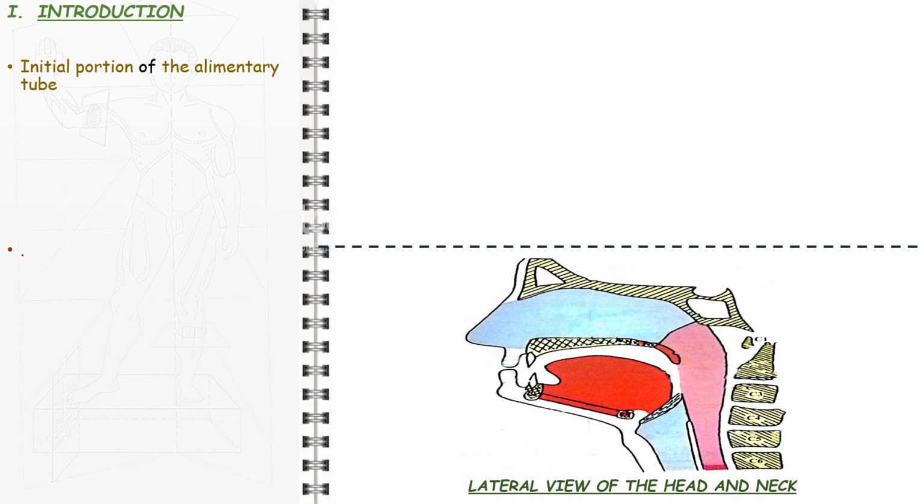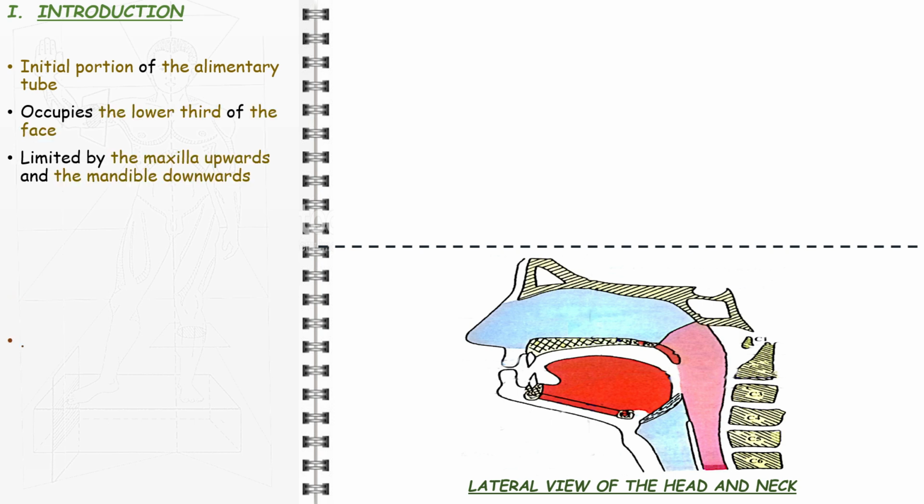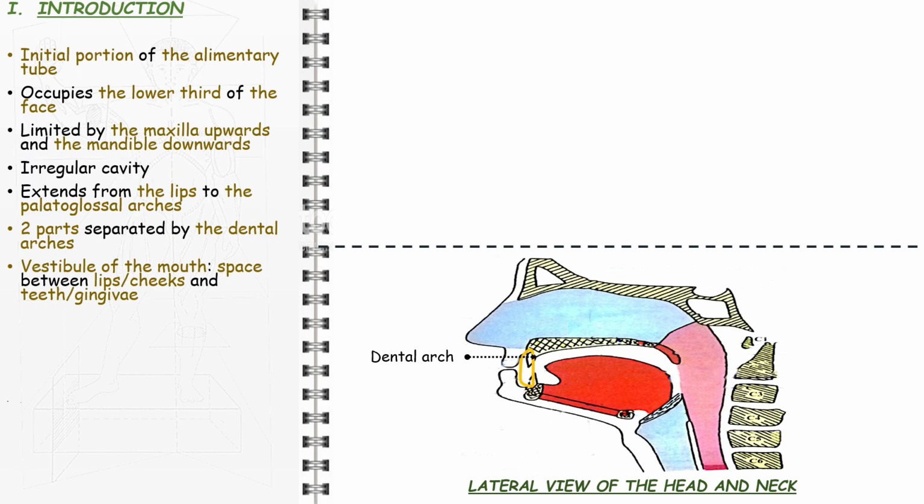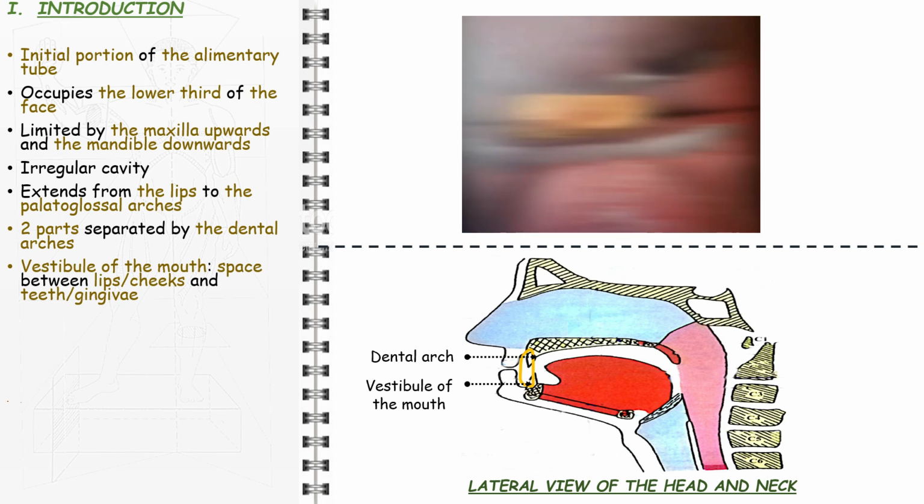It occupies the lower third of the face, limited by the maxilla upwards and the mandible downwards. It has the shape of an irregular cavity extending from the lips to the palatoglossal arches. Two main parts of the mouth are distinguished, separated by the dental arches. The vestibule of the mouth is the space between lips and cheeks outside and teeth and gingivae inside. The mouth cavity proper is the space inside the teeth and gums.